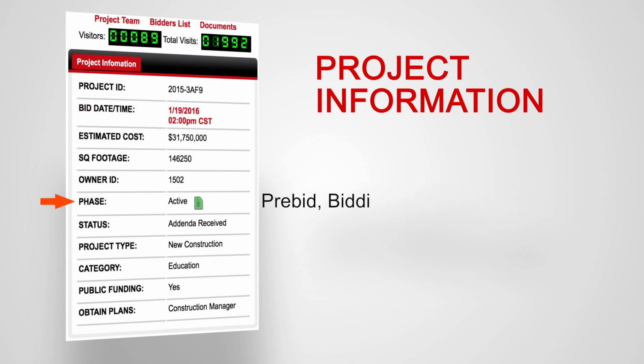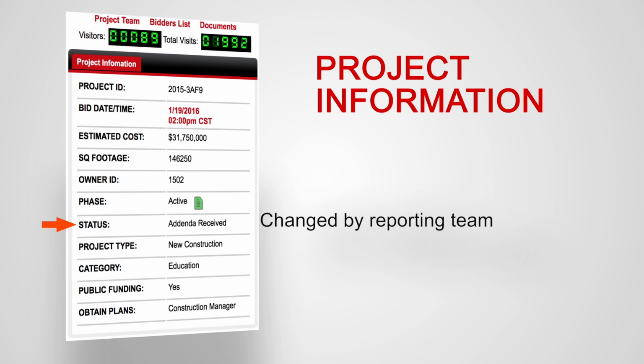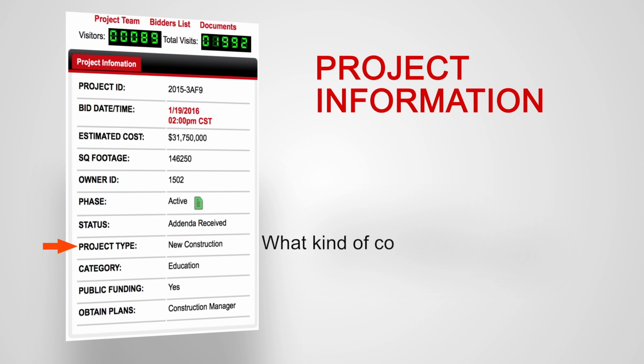The phase indicates whether the project is still in design, actively bidding, or the bid date has passed and the reporting team has noted the apparent low bidders or contract awardee. The status denotes why the project is being published at this time. The reporting team changes the status throughout the bid cycle to note plan arrivals, when bidders are added, or if the bid date has been extended. The project type indicates what kind of construction work is being done, such as an addition, renovation, or new from the ground up construction.